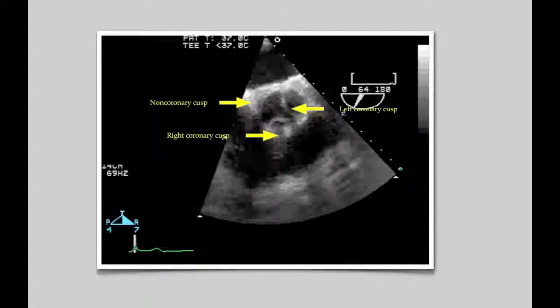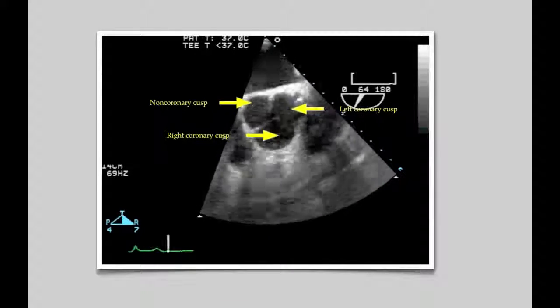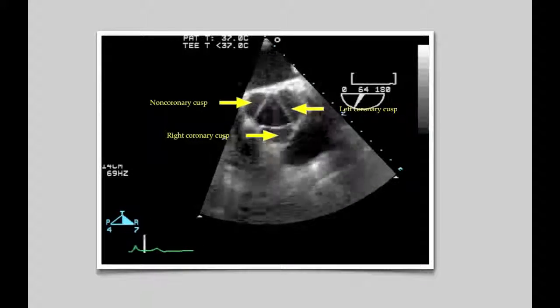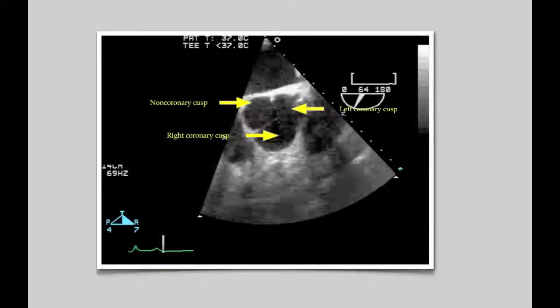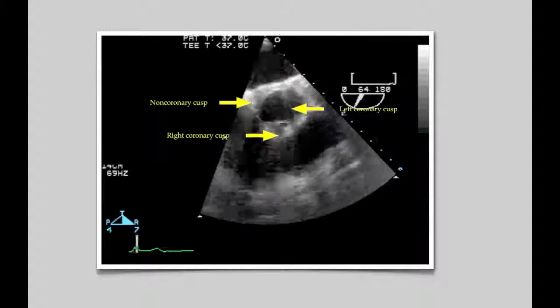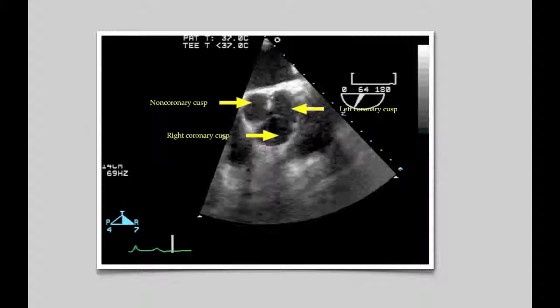Here we can see the labeling of the 3 aortic valve cusps. The left coronary cusp is between 1 and 3 or 4 o'clock on the clock if the aortic valve was a clock face. The right coronary cusp is at about 4 to 8 o'clock on the clock face, and the non-coronary cusp is between about 8 and 12 o'clock on the clock face.